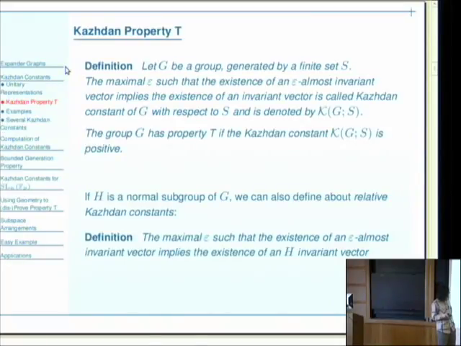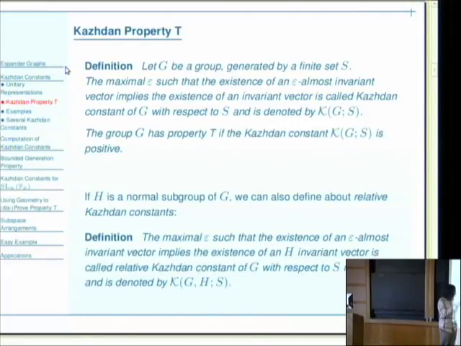For G or for H? The almost invariant vector is for G. Almost invariant vector is always with respect to the generating set S, which I fix. Oh, okay. Actually, I'm not going to fix it. So essentially, this thing is when I take H equal to G. Why do you assume H to be normal?